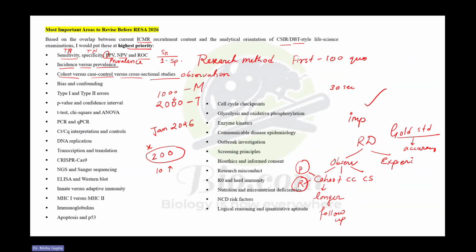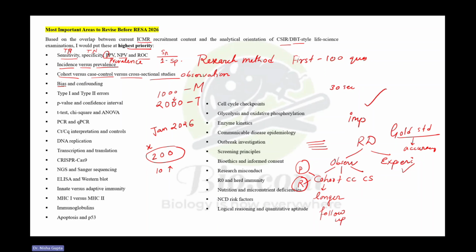ठीक है? If you are comparing observational with experimental, which will be the most reliable? Of course, the experimental, because in the observational, you are only relying on the data, whatever be the data, and you are not conducting any experiment. So this is the major difference between observational and experimental.